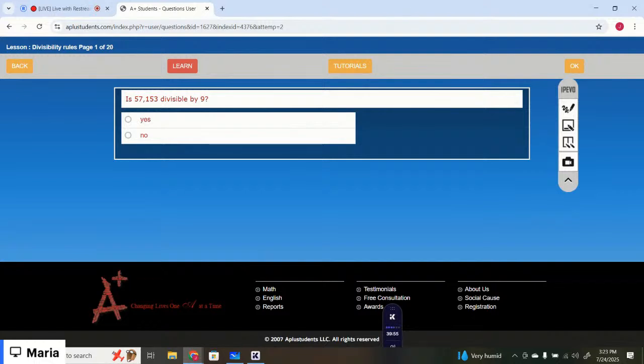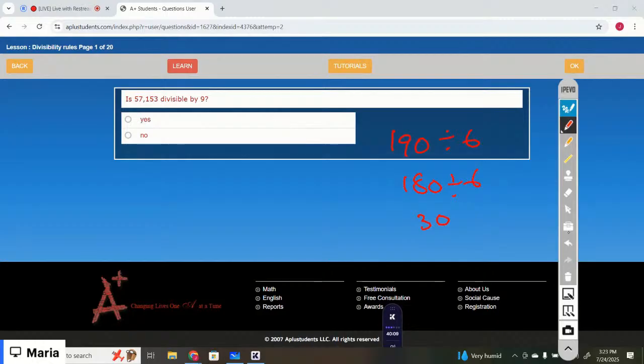Is 57,153 divisible by 9? So let's add the digits and see if the sum of all the digits is divisible by 9. 5 plus 7 plus 1 plus 5 plus 3. 5 plus 5 is 10, 11, 12, 13, 14, and 7 is 21. Is 21 divisible by 9? No. So that means the number is not divisible by 9. The correct option is no.